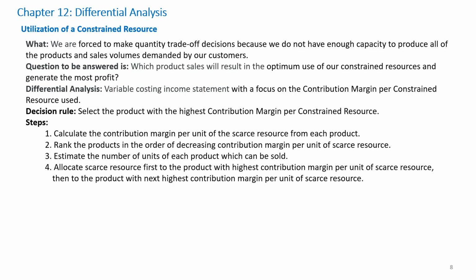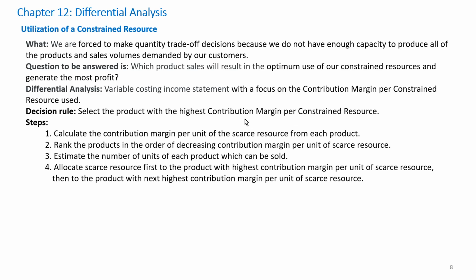Management's goal will be to sell the products which make the optimum use of constrained resources. Fixed costs are usually unaffected in these situations, so the product mix that maximizes the company's total contribution margin should ordinarily be selected. A company should not necessarily promote those products that have the highest per unit contribution margin. Rather, total contribution margin will be maximized by promoting those products or accepting those orders that provide the highest contribution margin in relation to the constraining resource. So the analysis requires a variable costing income statement with a focus on the contribution margin per constrained resource used. The decision rule is to select the product with the highest contribution margin per constrained resource.